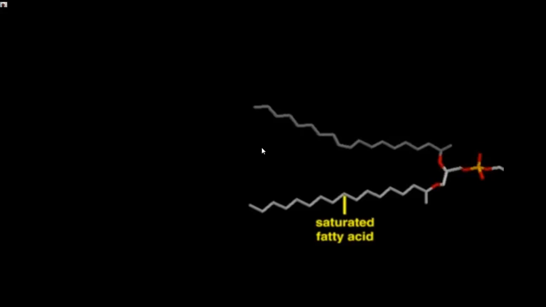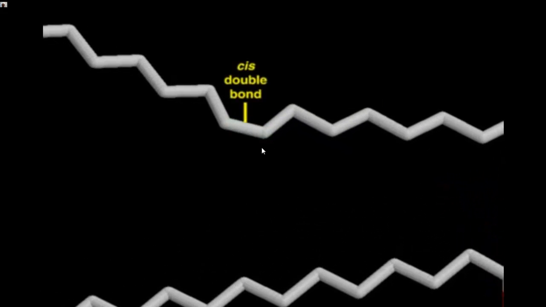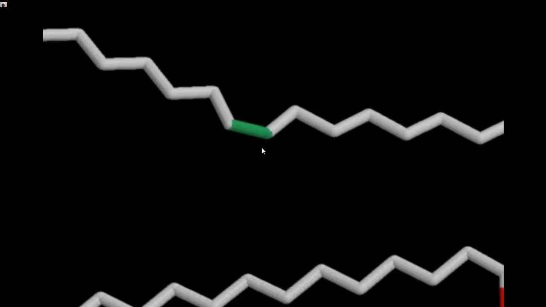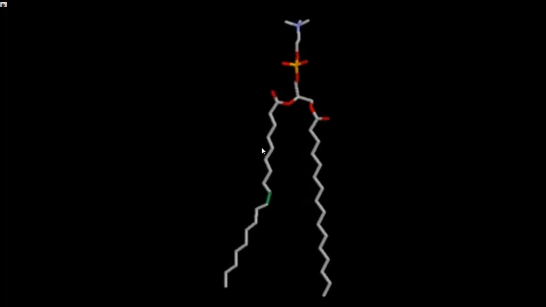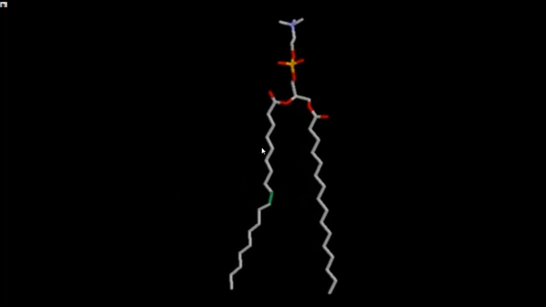The fatty acid tails on phospholipids can be saturated with no double bonds, or unsaturated with 1 or more double bonds. The double bonds are usually in the cis configuration, which introduces sharp kinks. When forming a bilayer, unsaturated fatty acid tails pack loosely, which allows the bilayer to remain fluid. If there were no double bonds, bilayers would solidify to a consistency resembling bacon grease.